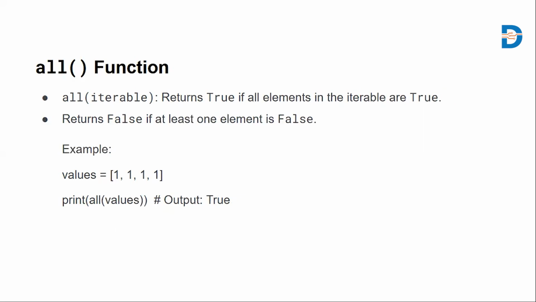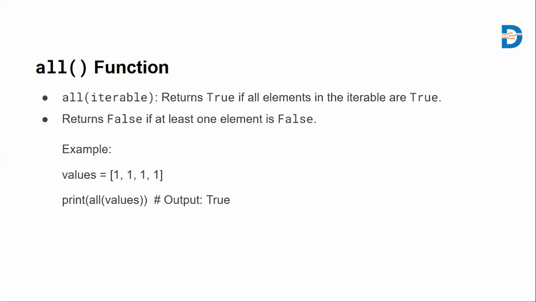How does the all function work? The syntax for all is all, open the parenthesis, and inside that you write the iterable. Here the all function will return true if all elements in the iterable are true. If there is any element that is false, it will return false.